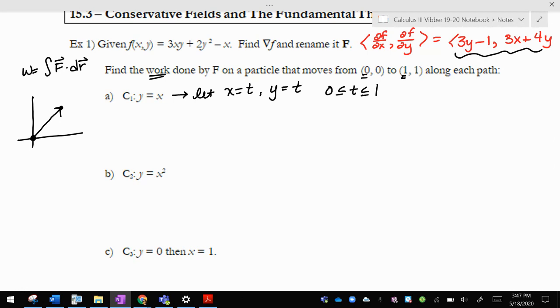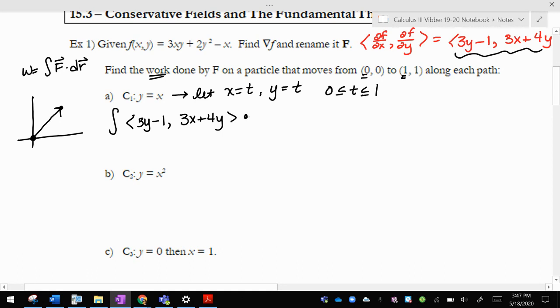Okay, so I need F dot dr. Well, F dot dr is the integral of F, which is 3y minus 1, 3x plus 4y.